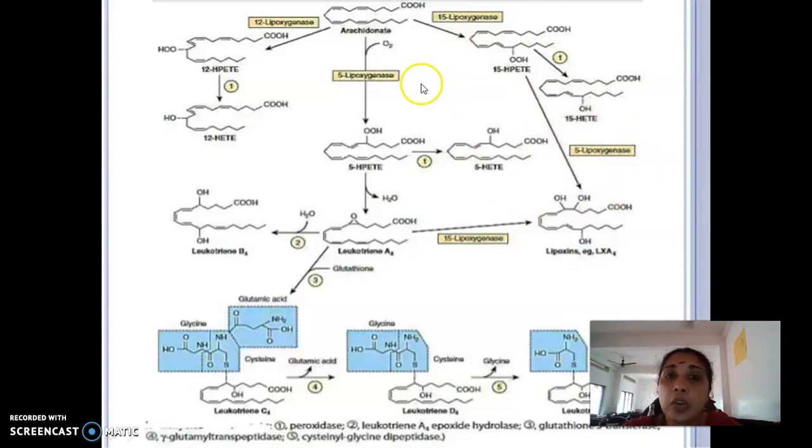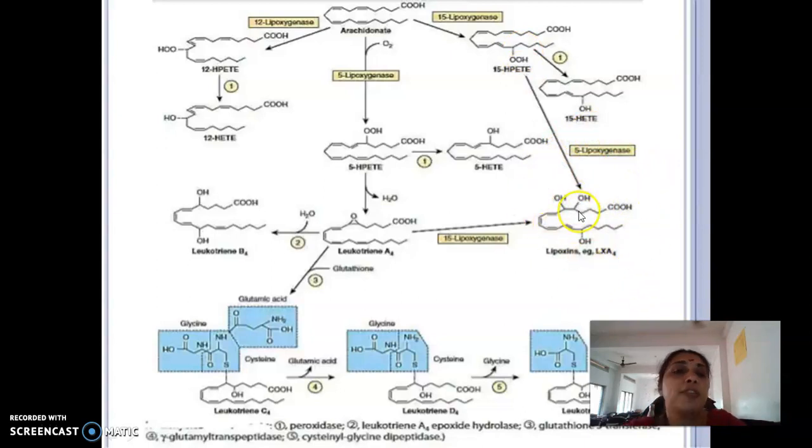Right? If 5-lipoxidase has to come first, then LT-A4 comes first. Leukotriene A4 comes first. Leukotriene A4 can be converted into lipoxin A4 by 15-lipoxidase. And the alternative can also happen. That is, arachidonic acid can first be acted upon by 15-lipoxidase to give rise to 15-HPETE first. 15-HPETE then undergoes peroxidation followed by 5-lipoxidase enzyme to give rise to LXA4.